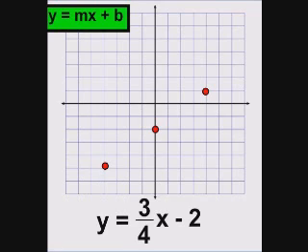Now, as you can see, the 3 points line up pretty well for us, so all we've got to do now is connect the dots. So we'll bring the line in here, and from the looks of things, I think we're looking pretty good.